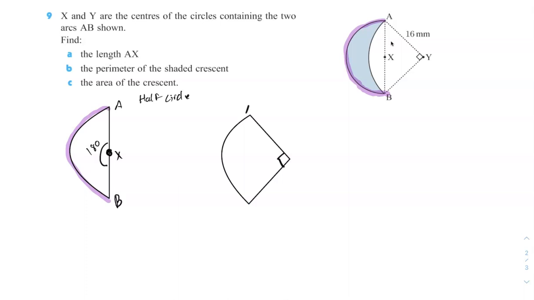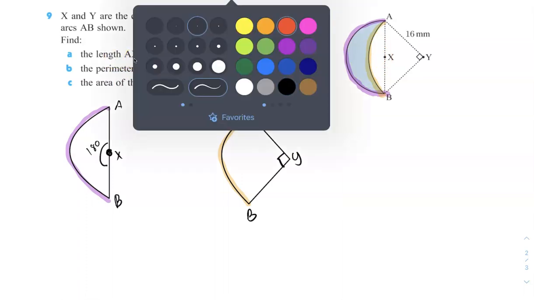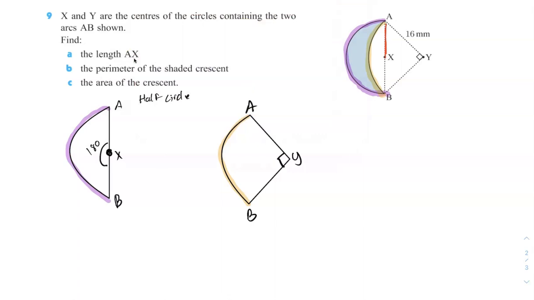This is A, Y, B. And then this inner ring right there is this guy. So that's kind of the way it looks. I want the length of AX. AX is this guy. So how are we going to do that?